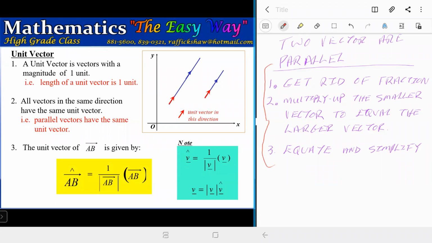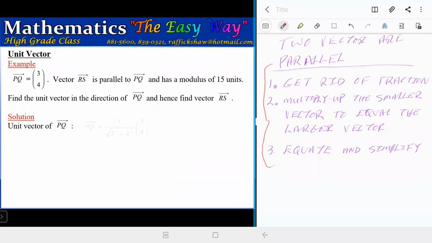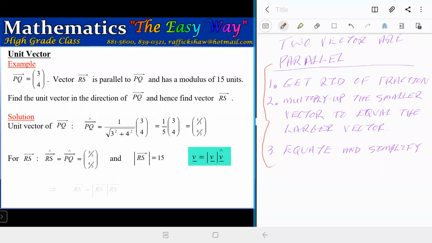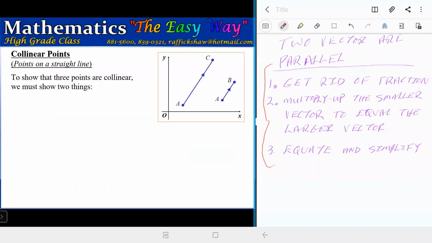This is from when unit vectors was more squarely on the syllabus. So I'm going to skip this out, so don't worry about this part for now. We'll deal with the unit vectors at another time.